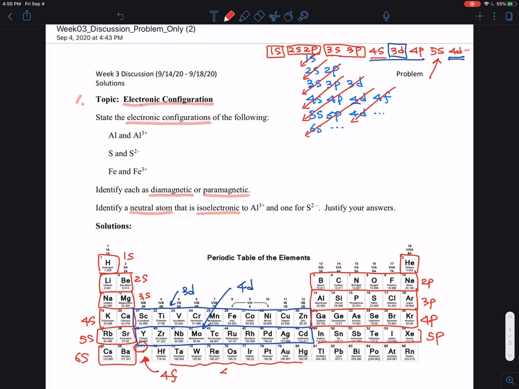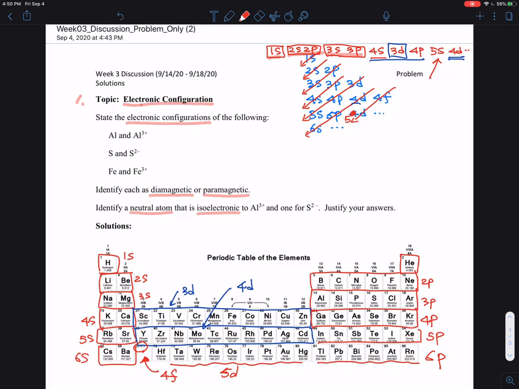4d, 5p, 4d, 4f, and then I think that I made a mistake here. This should be a 5, so this is 5d, and then this is 6p. So this is getting a little bit more complicated, but the starting point is 1s, 2s, 2p, 3s and 3p.